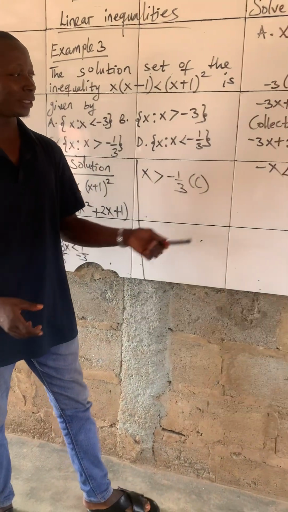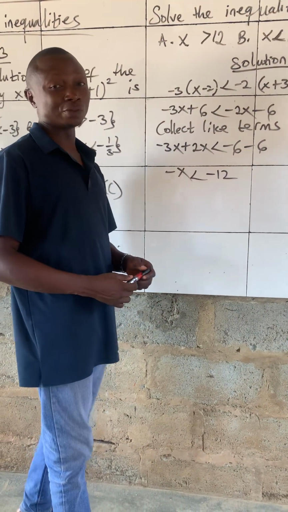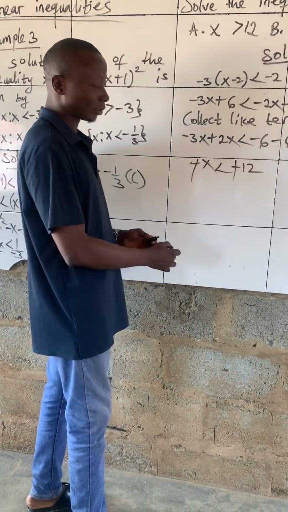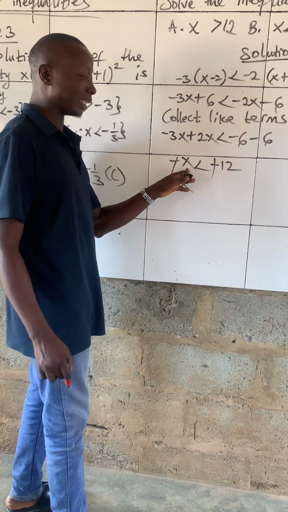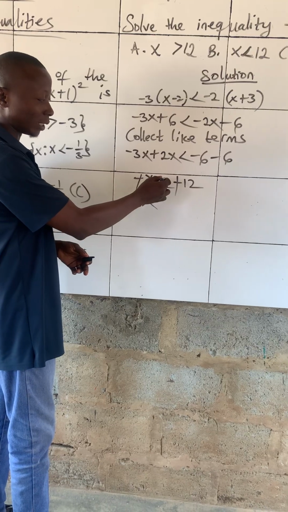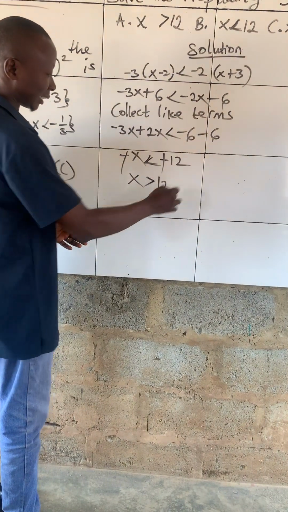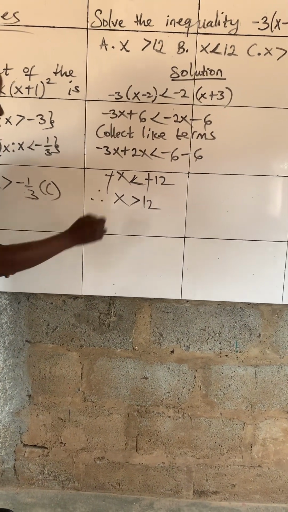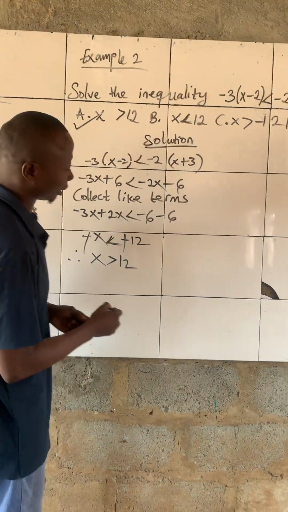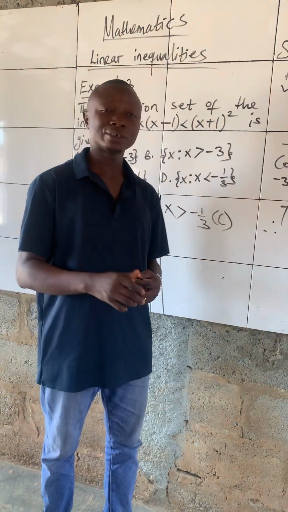To make x the subject, we divide both sides by the coefficient of x. In -x, the coefficient of x is -1. So we cancel the minus. Because of the negative coefficient, we are going to reverse this sign. Instead of less than, it becomes greater than. So x is greater than 12. That's our answer, and that is option A. Yes, option A is the correct answer. Do we understand this? So thank you. See you in our next class.